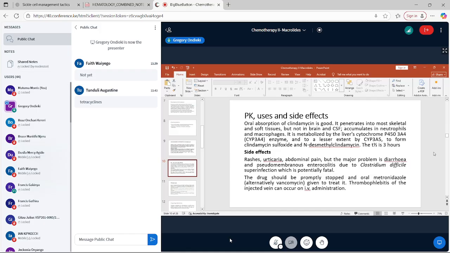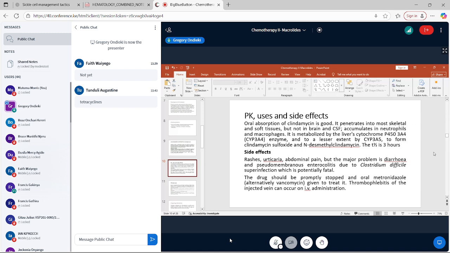Now, clindamycin is usually given orally. Its oral bioavailability is good. It penetrates into most skeletal and soft tissues. That's why I've said for bone infection, clindamycin is a truly useful drug alongside certain fluoroquinolones. But it does not cross the blood-brain barrier, does not enter the CSF. However, it accumulates in neutrophils and macrophages.